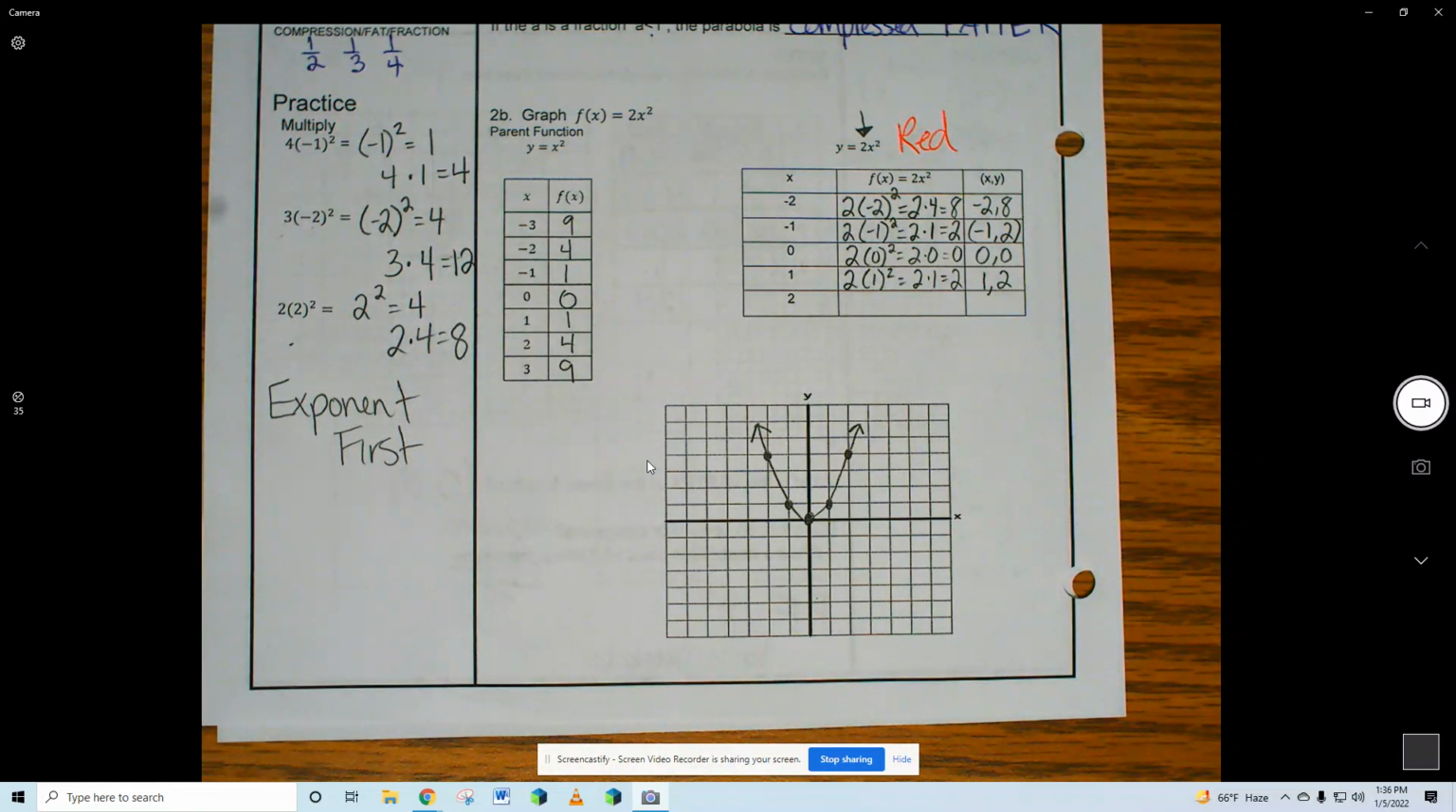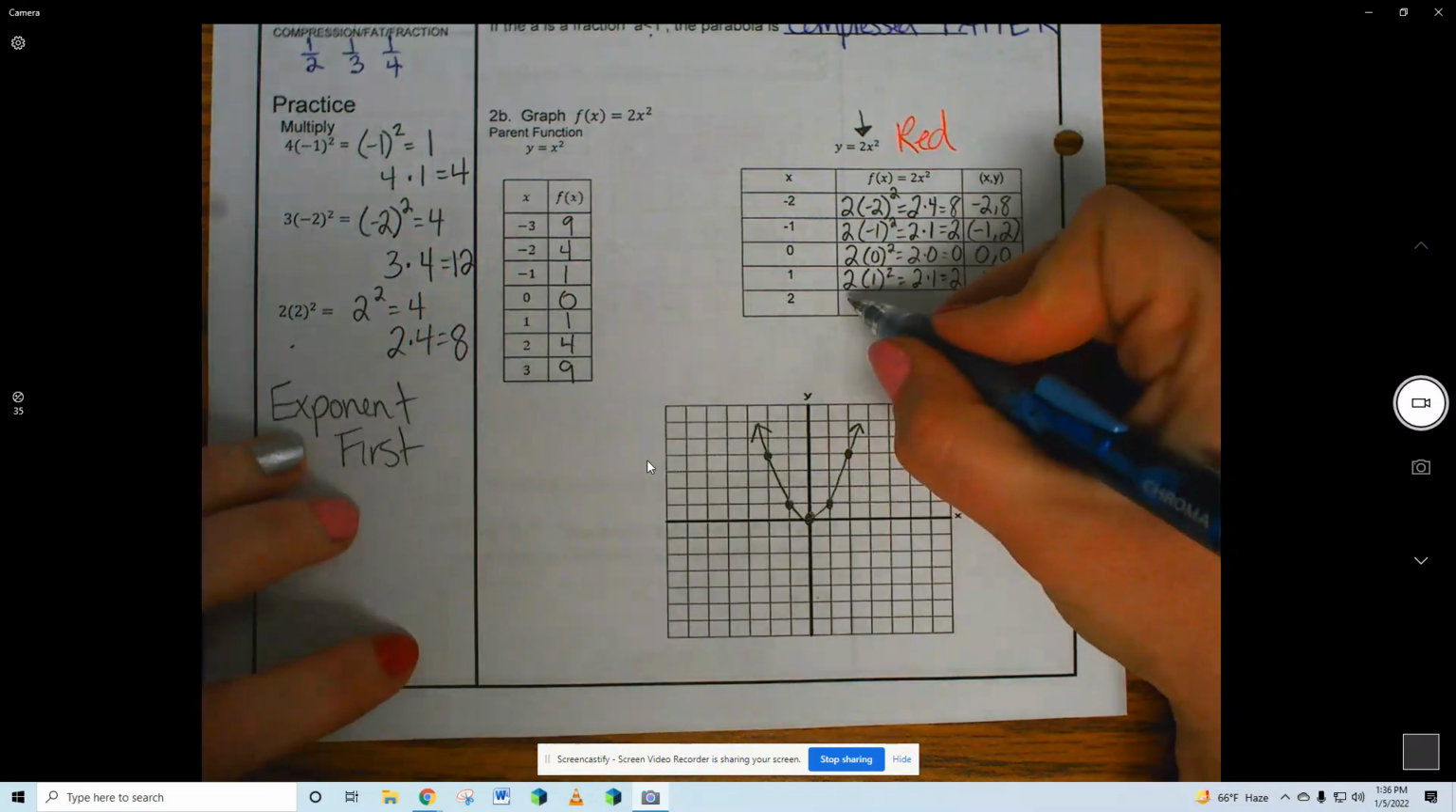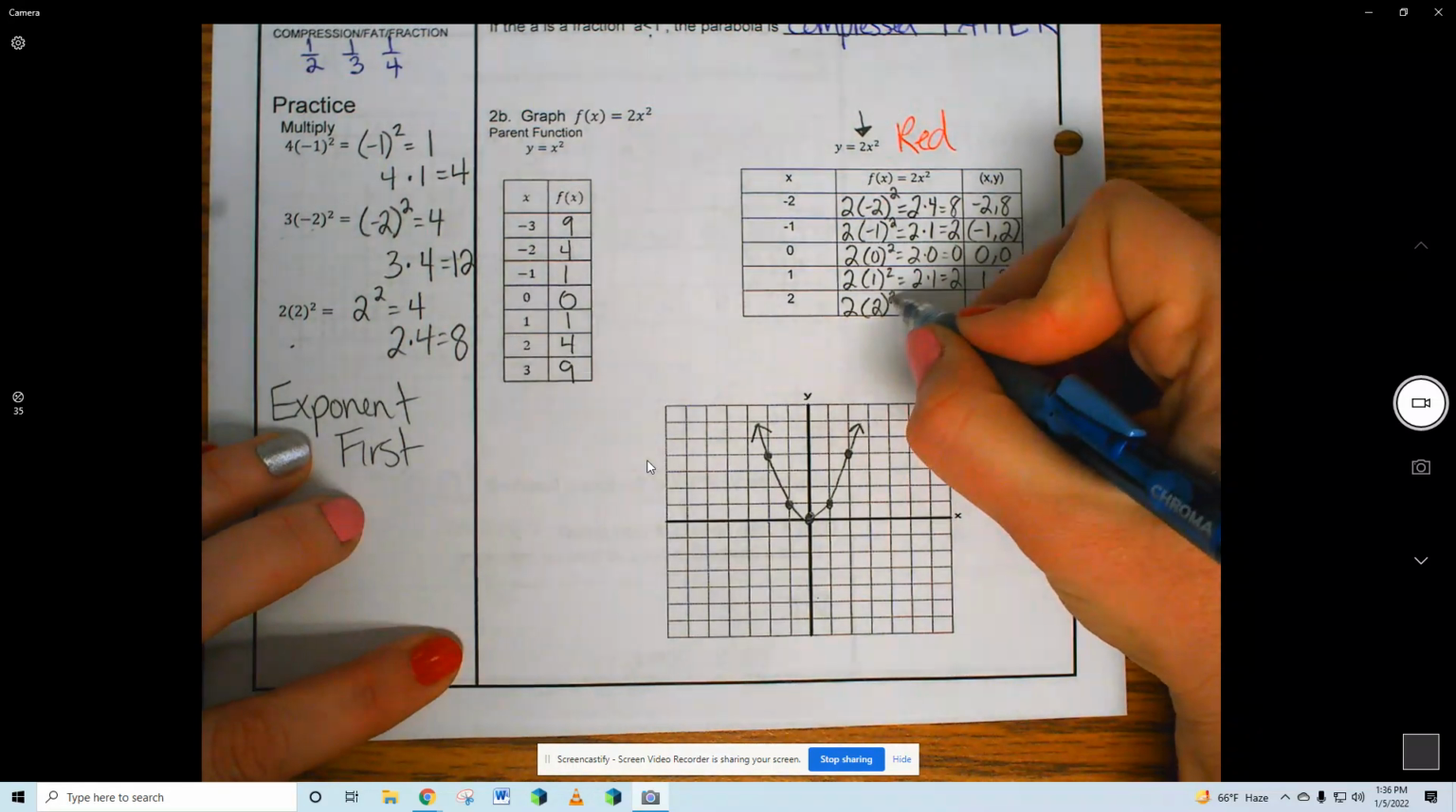So you'll notice that this parabola, every parabola, has a left side and a right side. And they have to match each other, positive and negative. 2 times 2 squared.